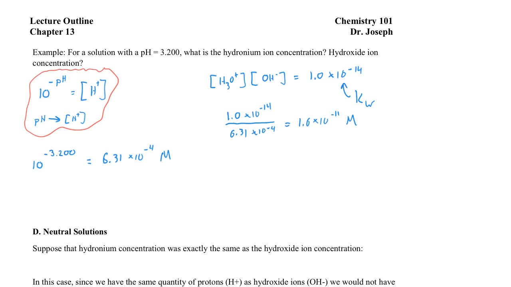So I'll start with the pH to concentration conversion. Notice that the pH shows there are 3 decimal places after the negative 3. So we've got the 200. So that means our concentration had to have 3 significant figures in it. So we have 6.31. And then we take that 6.31 and we divide the Kw by it, and we get a value with 2 significant figures because we're following the rules of division.